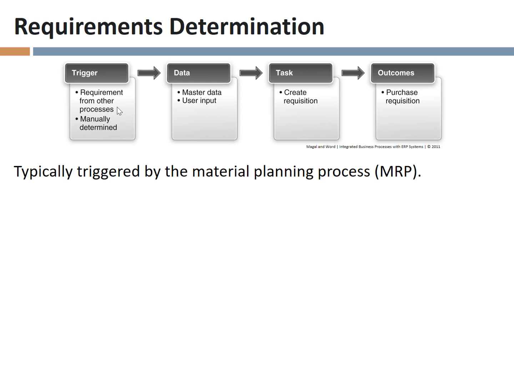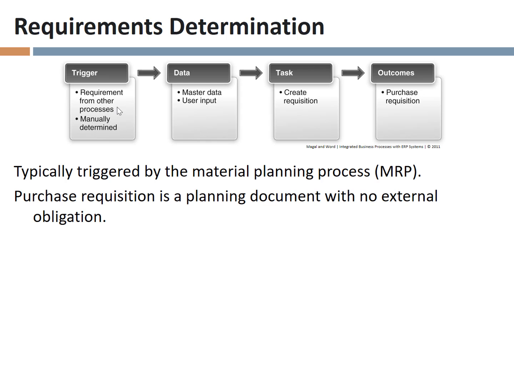The idea there is, one example I typically use is we hire a new salesperson. That salesperson needs a new laptop, so they requisition a laptop and therefore have purchasing acquire one for them to use as a part of doing their job. It is very important for us to understand that a purchase requisition is a planning document. So it has no external obligation. We could elect not to proceed with a purchase requisition.